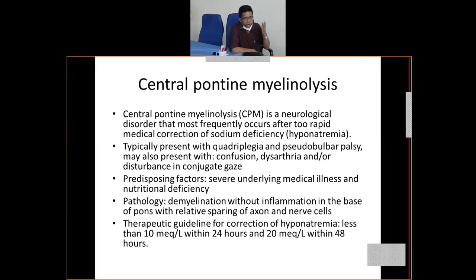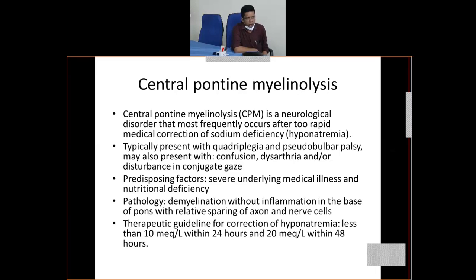If you enthusiastically correct almost 30-40 milliequivalents of sodium within 24 hours, then you may end up with central pontine myelinolysis. Usually the patient presents with quadriplegia and pseudobulbar palsy, sometimes with confusion, dysarthria, and disturbance in conjugate gaze. Mostly these patients already have an underlying medical illness like diabetes, cancer, or nutritional deficiency. There is demyelination at the base of the pons with relative sparing of the axons and nerve cells.